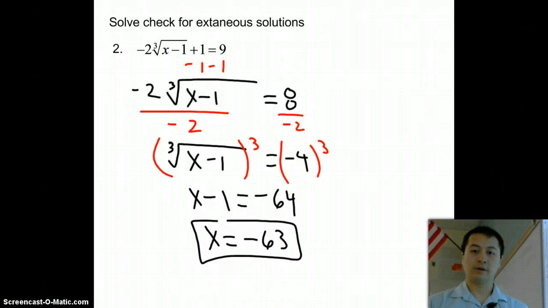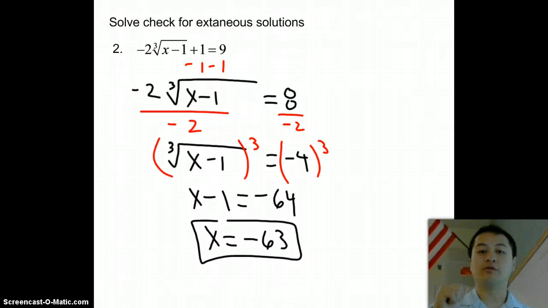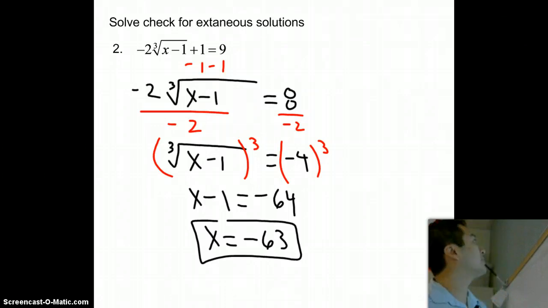Check your answer. Check your answer. Plug it in. Negative 63 minus 1 is negative 64. Can you cube root a negative? Yes, you can. You can never square root, fourth root, even root a negative, but you can odd root a negative. Got it, guys? Check your work, see if it works out. For the sake of time, let's move on to the next problem.